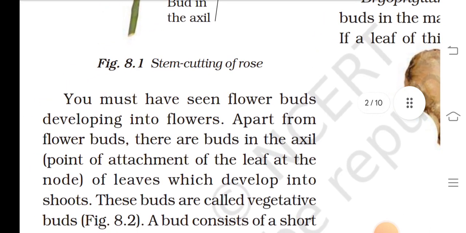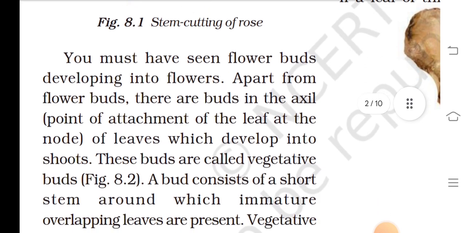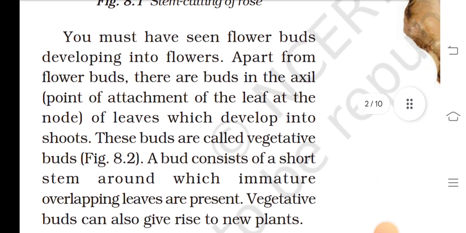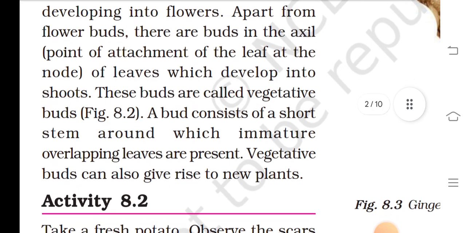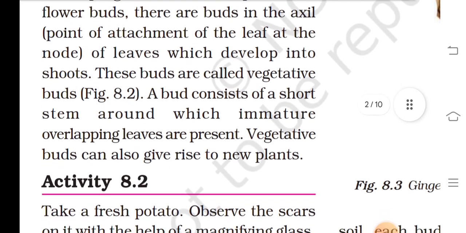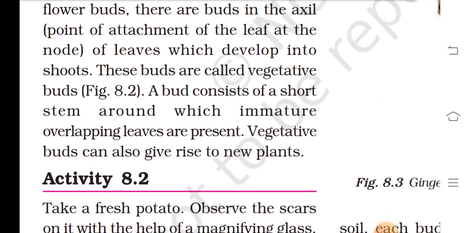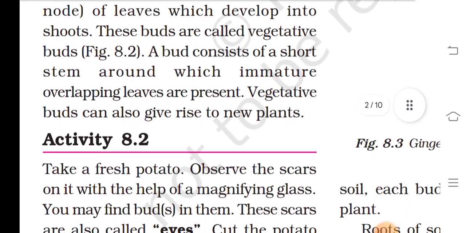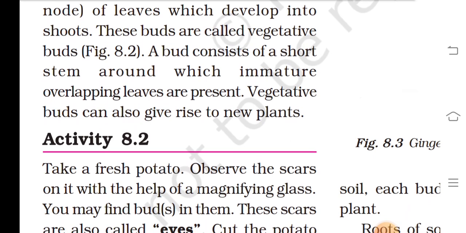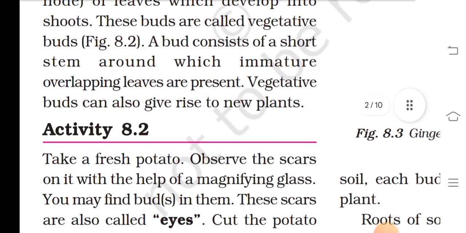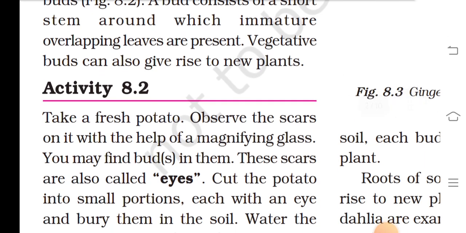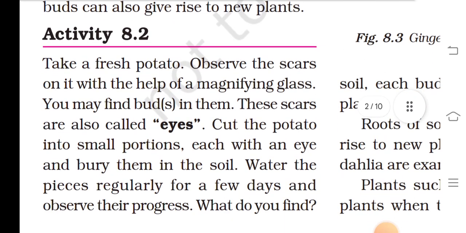You must have seen flower buds developing into flowers. Apart from flower buds, there are buds in the axil, the point of attachment of the leaf at the node, which develop into shoots. These buds are called vegetative buds. A bud consists of a short stem around which immature overlapping leaves are present. Vegetative buds can also give rise to new plants.